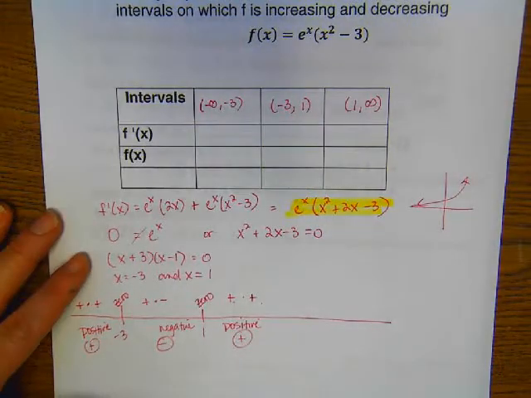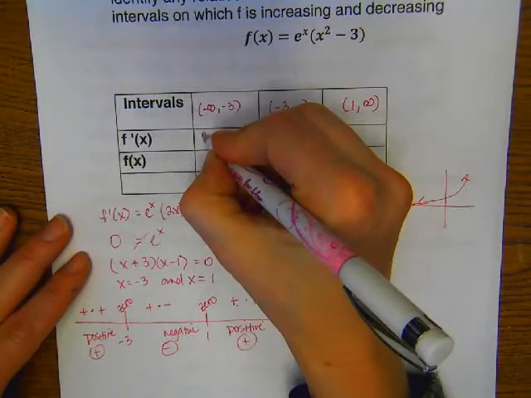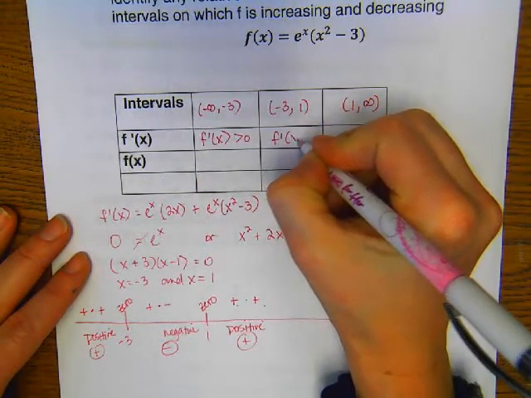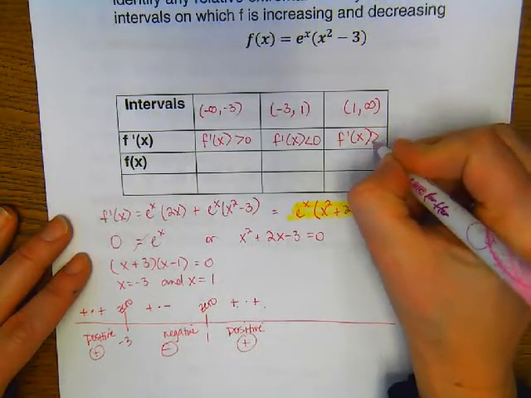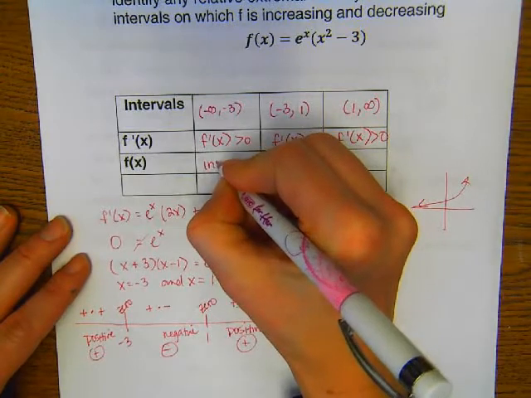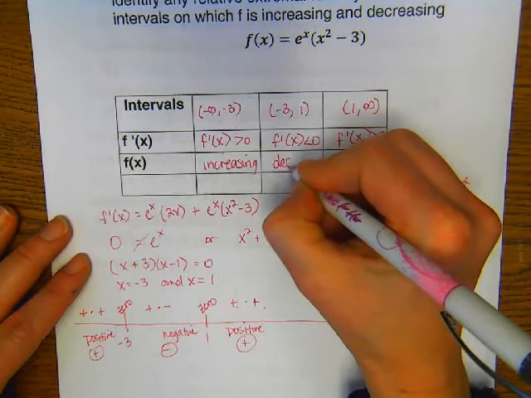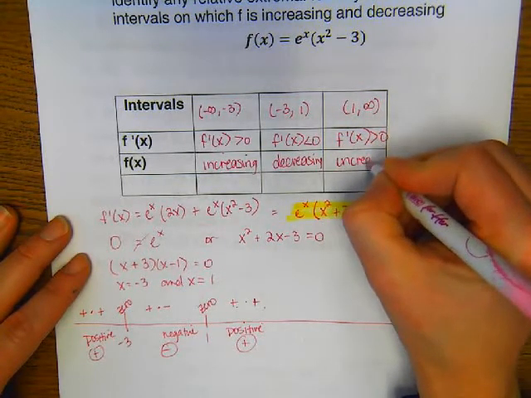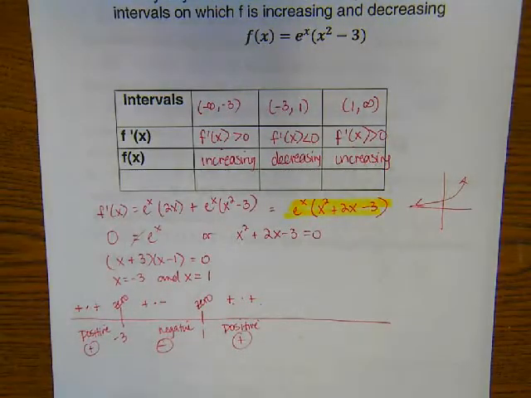So let's just double check here. I'm going to write that f prime of x over here was greater than 0, then it was less than 0, and then it was greater than 0. That means that f of x is increasing on this interval, then decreasing, and then increasing. So, let's talk about first the relative extrema.